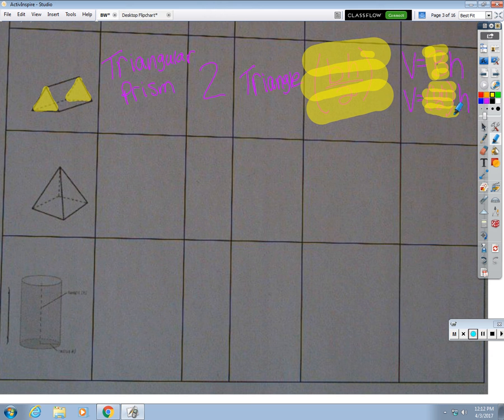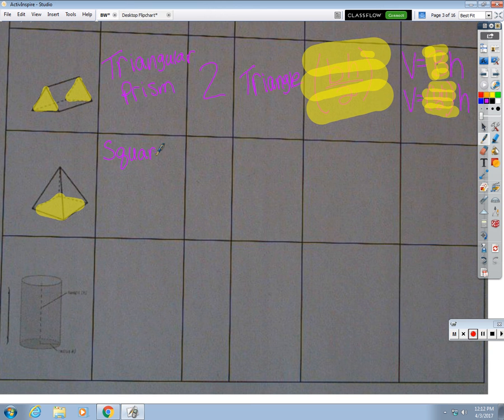Okay, next one. Our base here is this bottom piece. We want to highlight that. And what's the name of this shape? Okay, we could call it a square pyramid. What else could we call it?